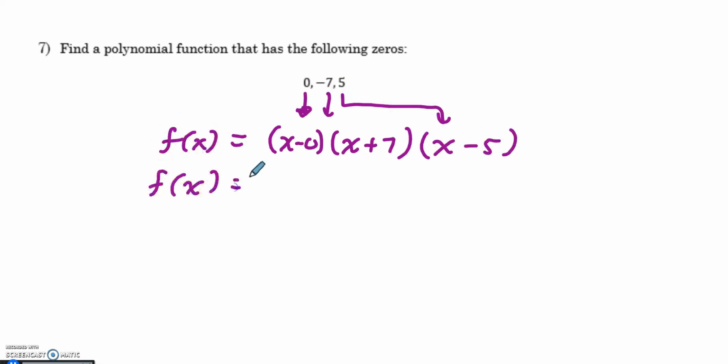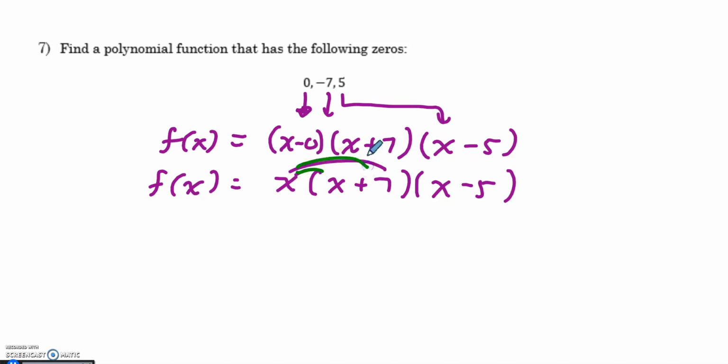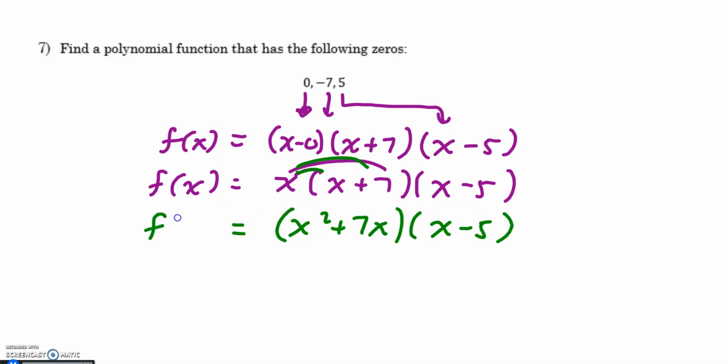If I want to simplify that a bit, x minus 0 is really just x. So I'm going to write my answer a little bit more simply here. And this would be my answer if the directions had said leave it in factored form, but it didn't. So I'm going to keep multiplying it out. I'm going to distribute the x in first. So this would become x squared plus 7x. And then I still need to multiply that by x minus 5, and that still equals my function.